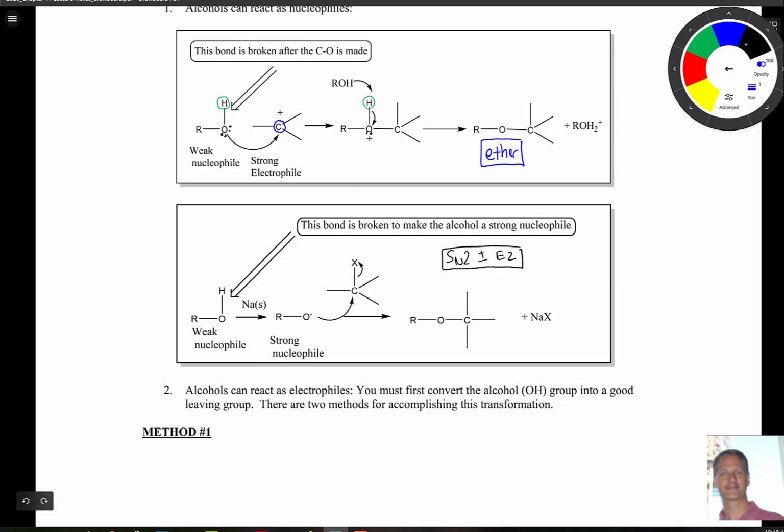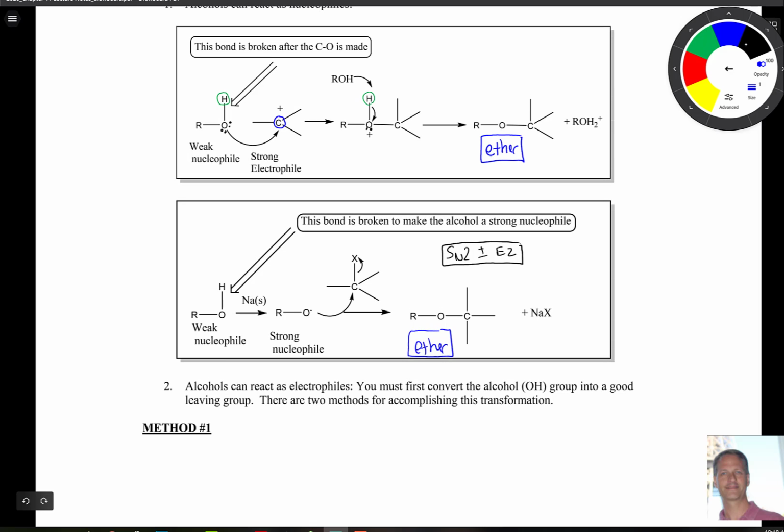Also pointing this out, here is an ether. So you've made an ether here. But you could get some elimination depending on what this R group was and so on.